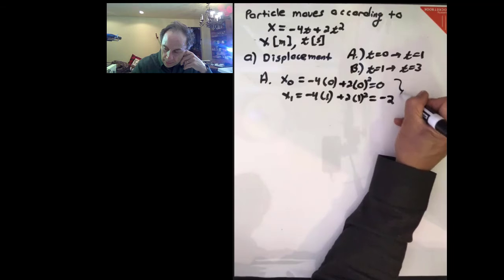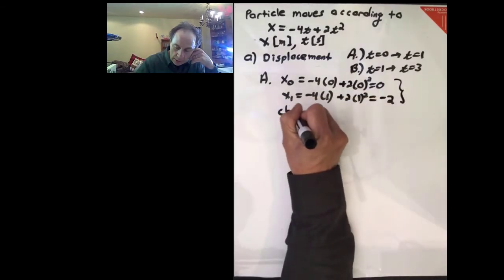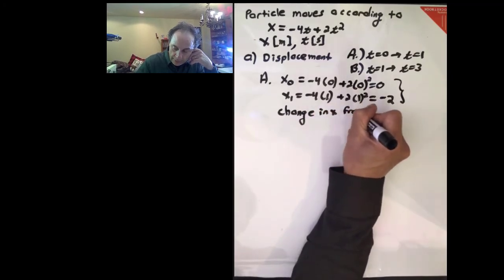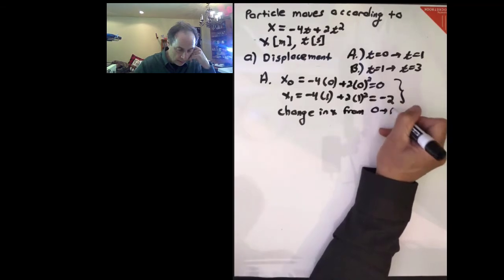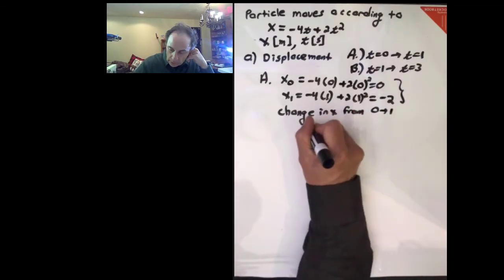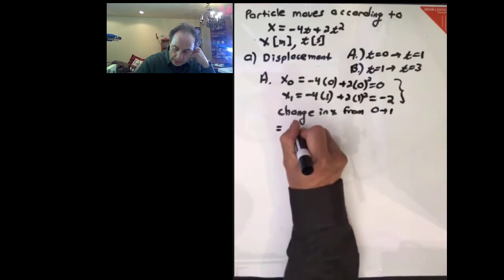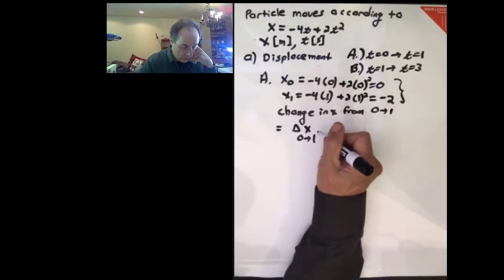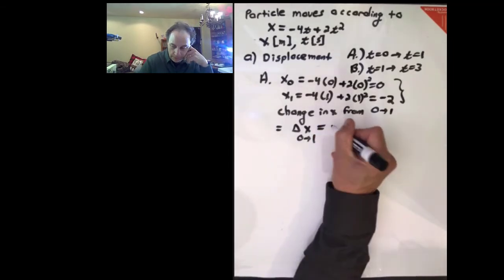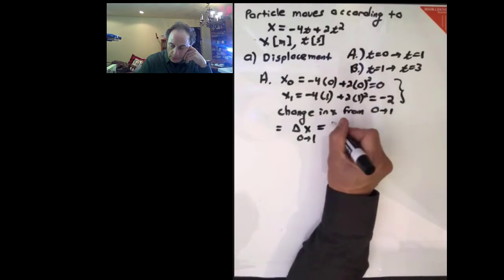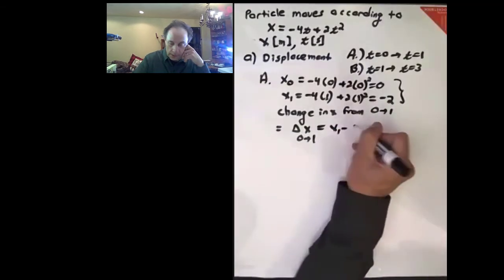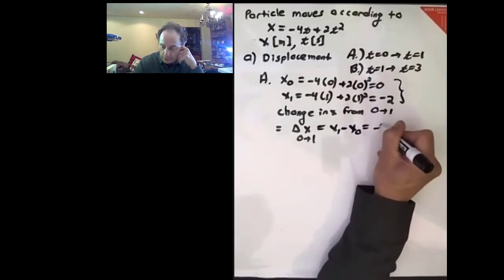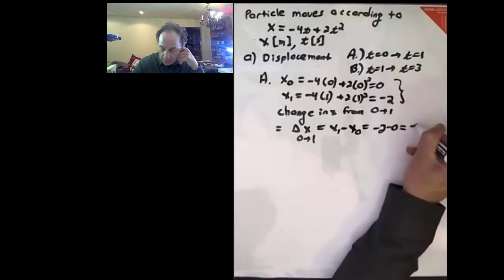So, taken together, the change in x from 0 to 1, and we're going to call that delta x 0 to 1, the change in displacement from 0 to 1, equals x1 minus x0. So that equals minus 2 minus 0 equals minus 2 meters.